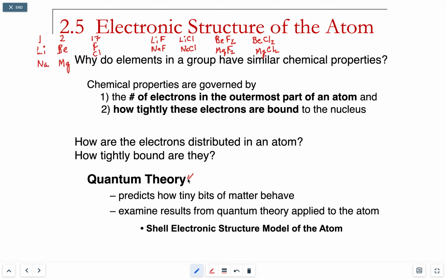We're not going to discuss the interesting things about quantum theory. Instead, we're going to go straight to the results that come about from this mathematical model. And the result is this: the electrons are arranged in concentric shells about the nucleus. So let's take a look at this.